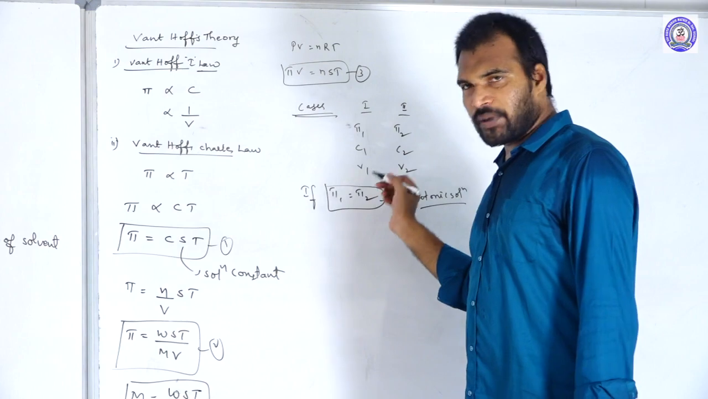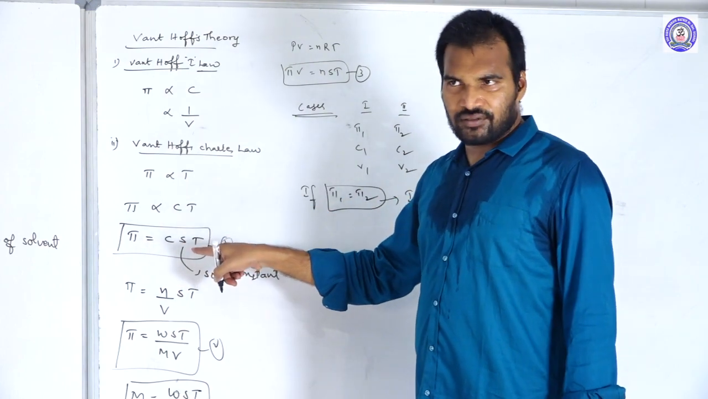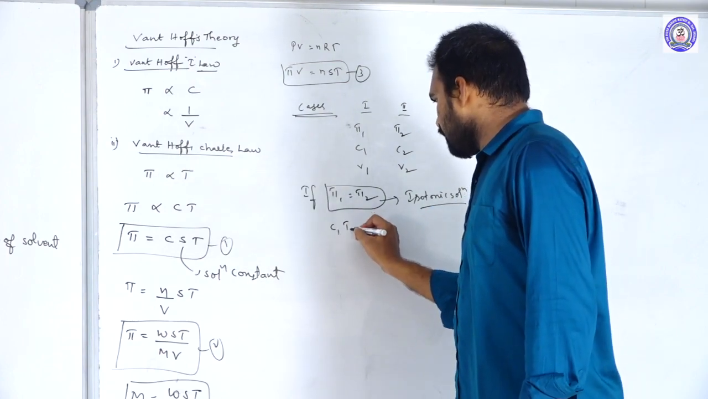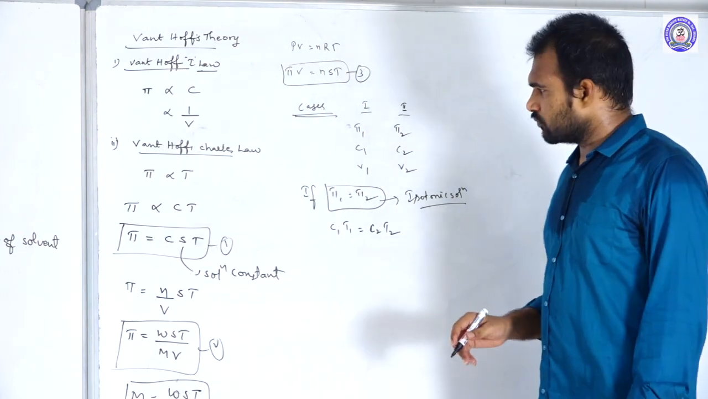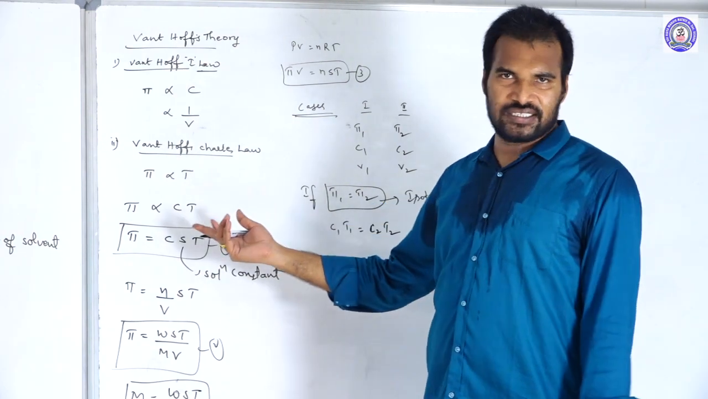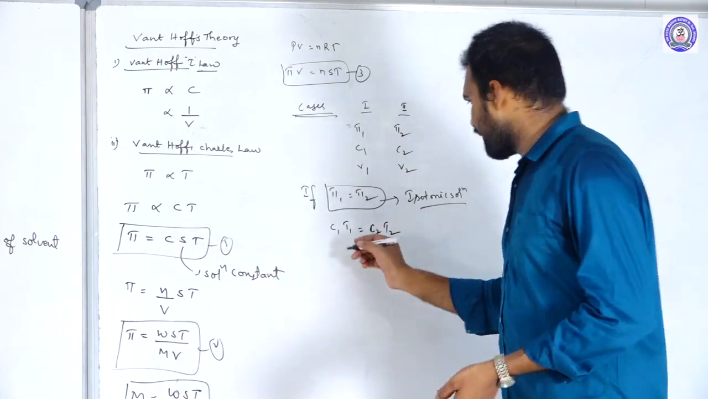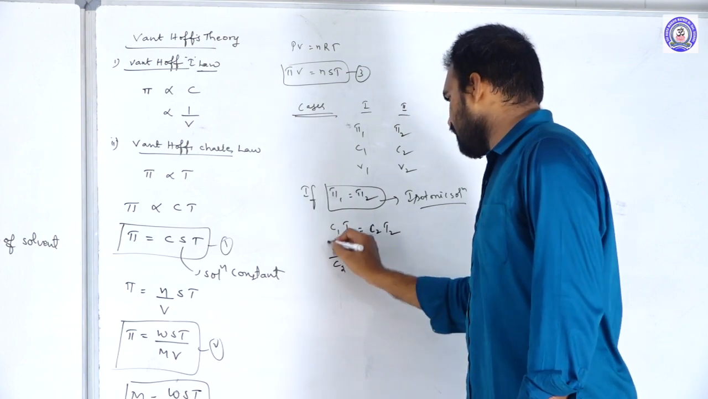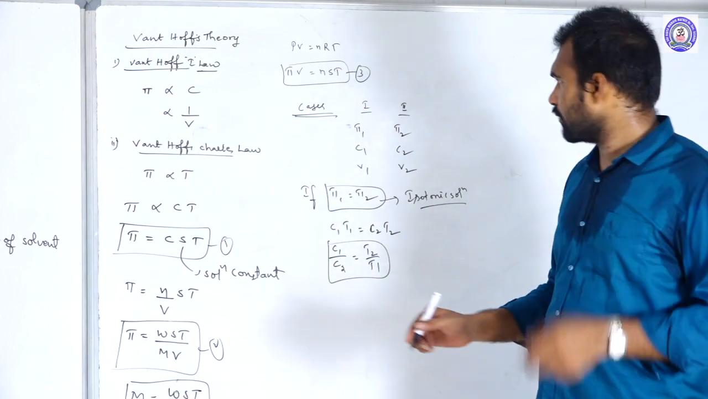So in case of π1 is equal to π2, what can you write? π is equal to CST, so we can write C1T1 is equal to C2T2. Okay, π1 is equal to C1ST1, π2 is equal to C2ST2. Or else we can write C1 by C2 is equal to T2 by T1. You can use any one of these formulas. So this is the first relation, case 1.